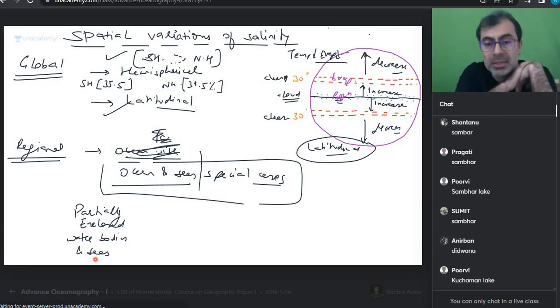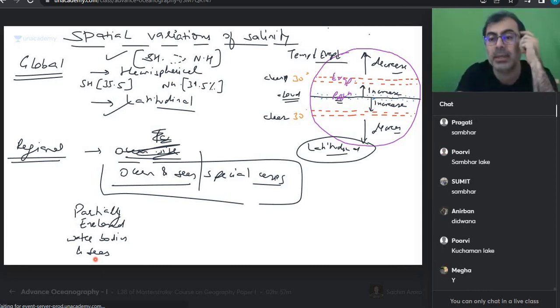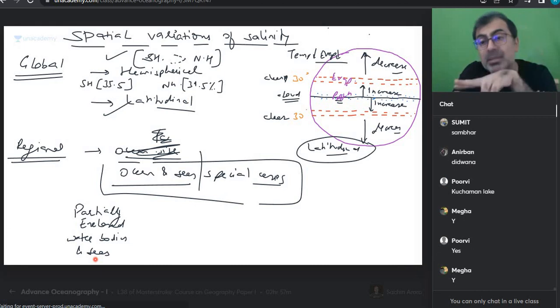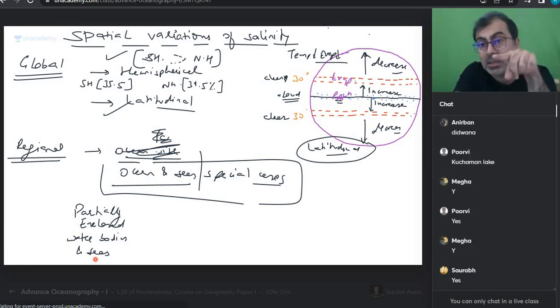Heard of these lakes? Sambhar Lake, Kuchaman Lake. And around these, salt extraction happens. Yes, and even calcium-based salt will also be there. Remember, first which salt comes out? Calcium, gypsum. Rajasthan is having the maximum deposits of gypsum in the country.